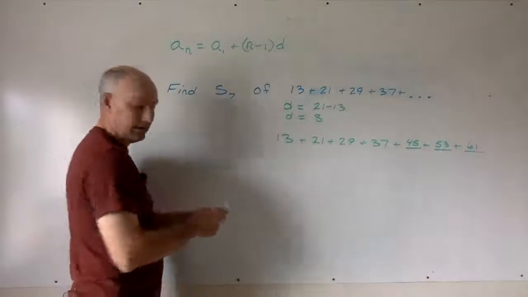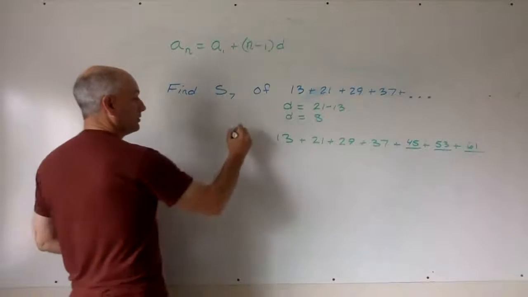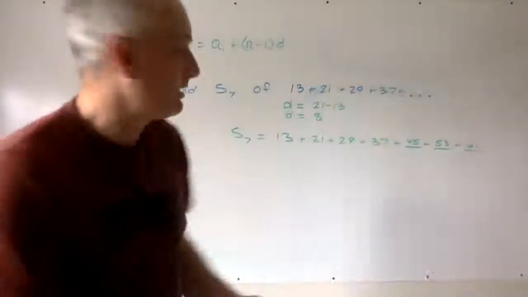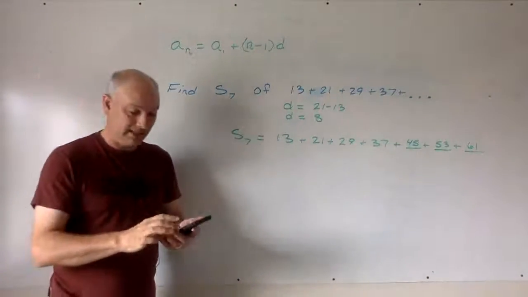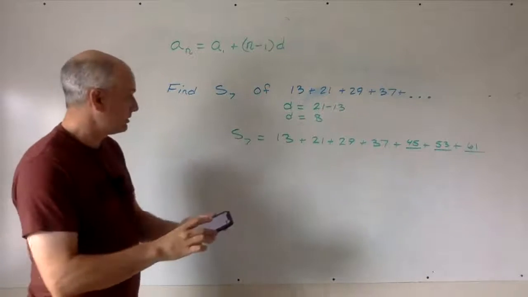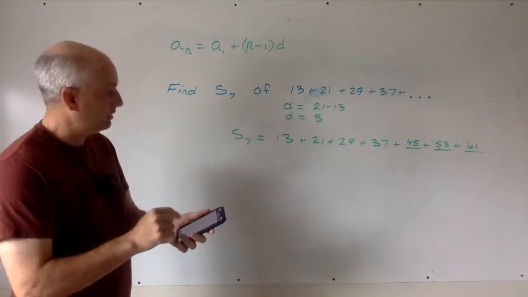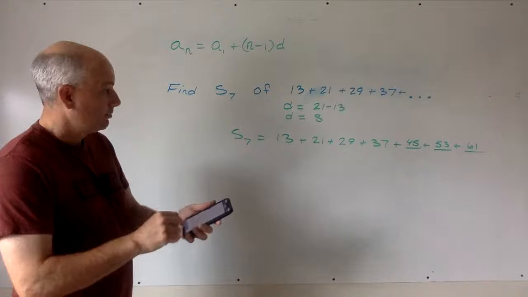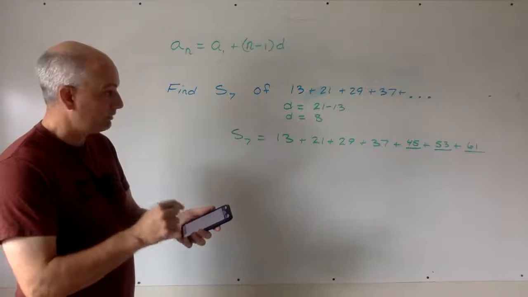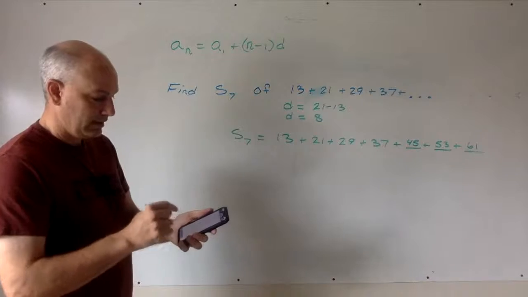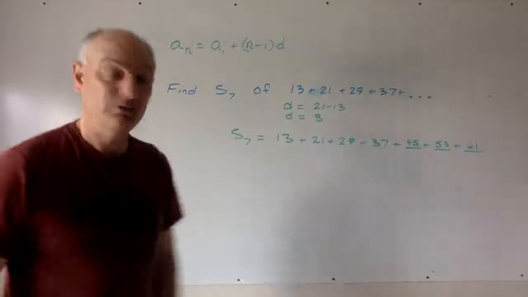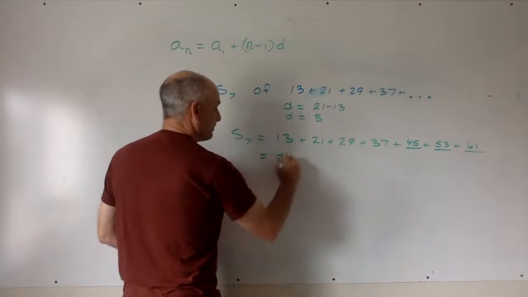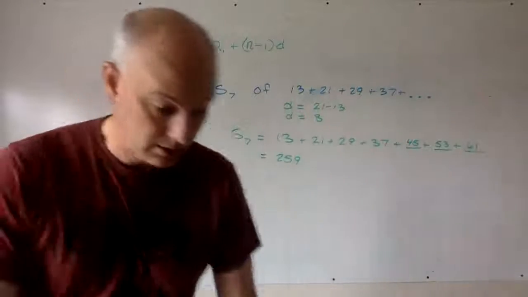Now that's not too hard to add together. We could do that on a calculator. And again, I'm not going to do this mentally. I probably could get it done, but I'm going to go ahead and get a calculator on this. So I'm going to do 13 plus 21 plus 29 plus 37 plus 45 plus 53 plus 61. And I'm going to get my total of 259. So nothing real major there, assuming that I've typed everything in correct.